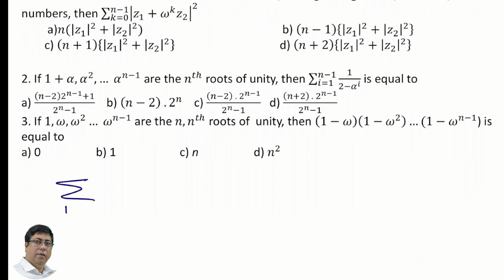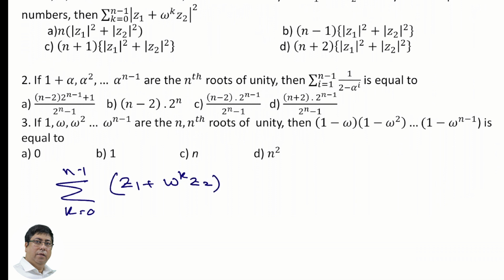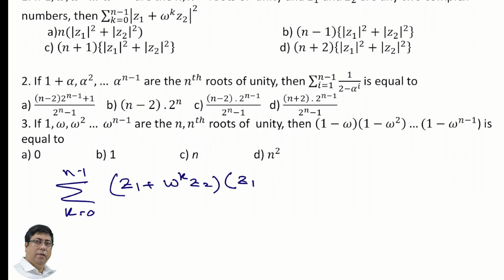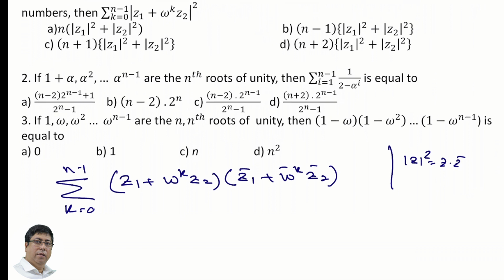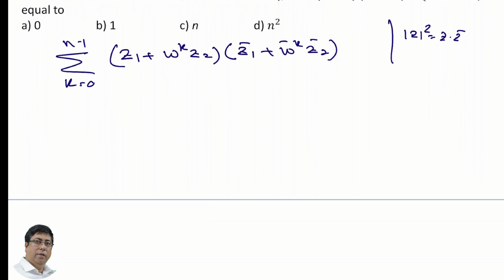Let's write this as the sum for k equal to 0 to n minus 1 of (z1 plus omega to the power k z2) into (z1 bar plus omega bar to the power k into z2 bar), because mod z square equals z into z bar. That is why we have done this, and let's multiply and simplify.